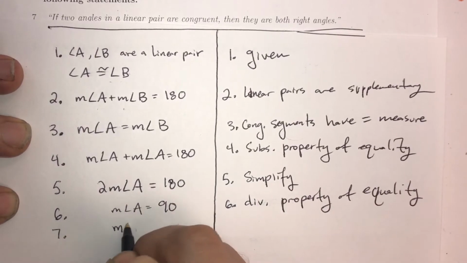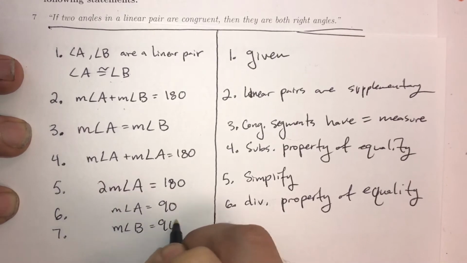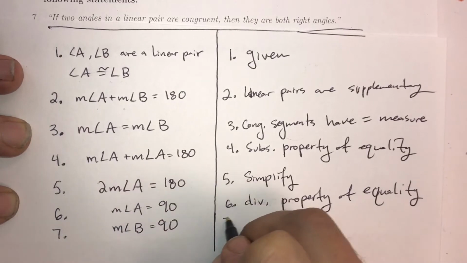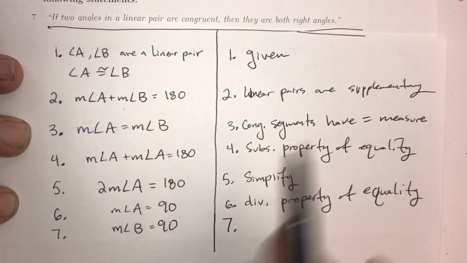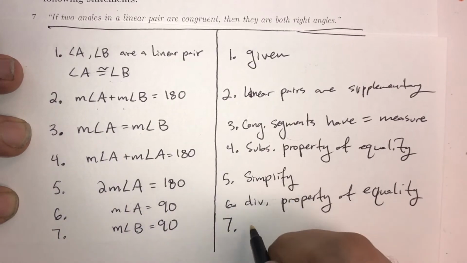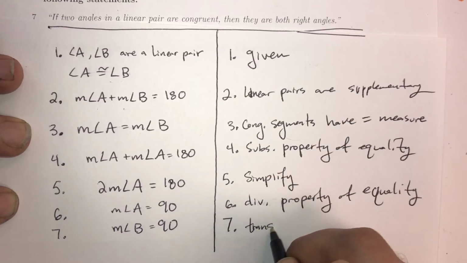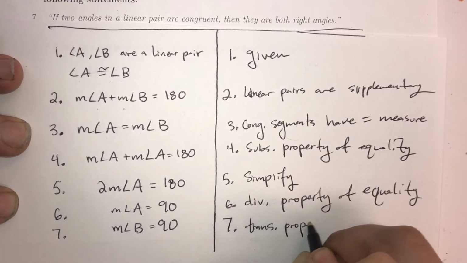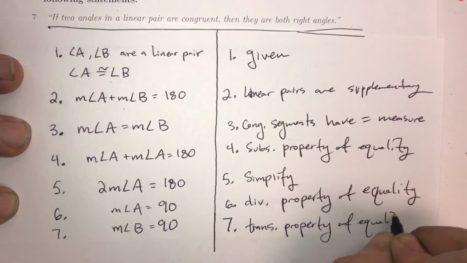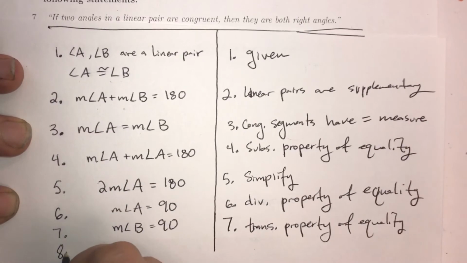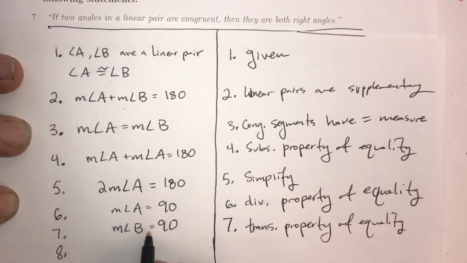Number 7, now I know the measure of angle B is 90. How do I know that? Well, up here I know that the measure of angle A is equal to the measure of angle B. So let's call that the transitive property of congruence, or excuse me, of equality. And I'm done. I've got that both of their measures are 90 degrees, so I know they're both right angles.